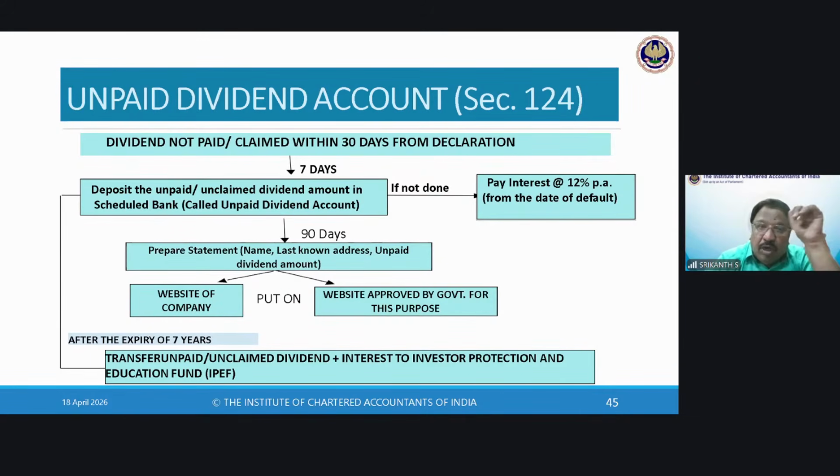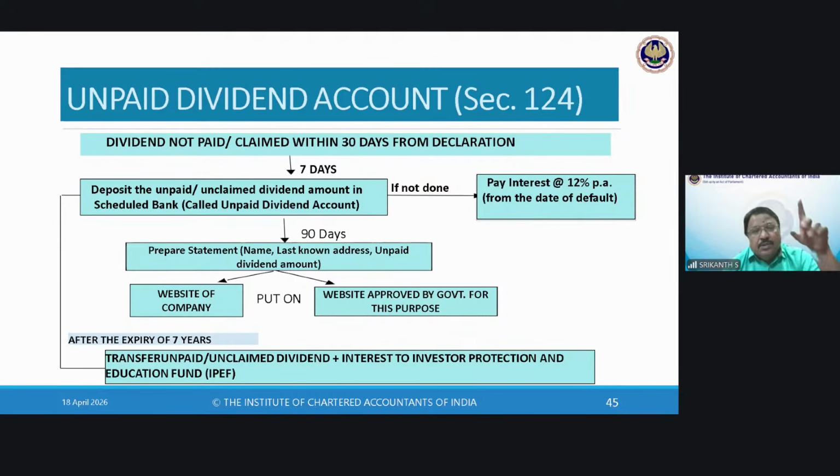So that means whatever rules apply to dividend will also apply to interim dividend. Once the board of directors have declared or announced it, then within 30 days it has to be paid. If it is not paid within 30 days, then within the next 7 days, you have to deposit it in a separate bank account called unpaid or unclaimed dividend.